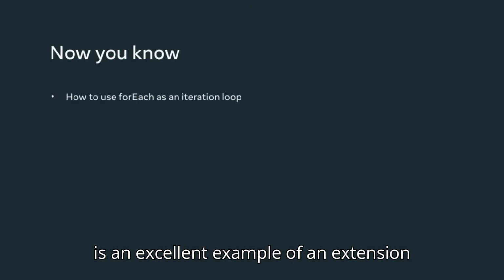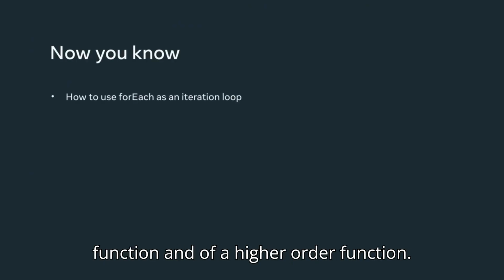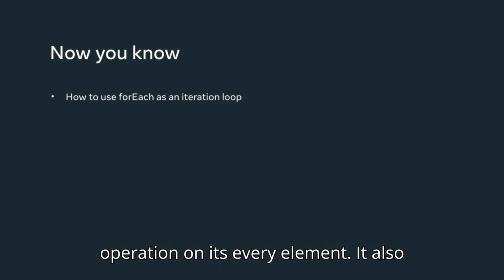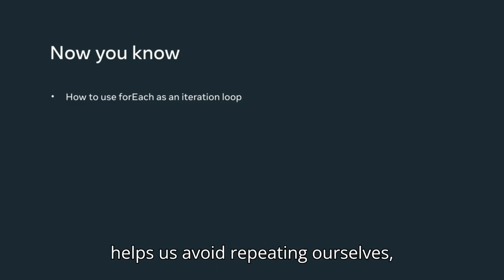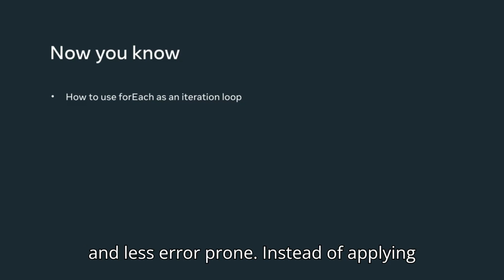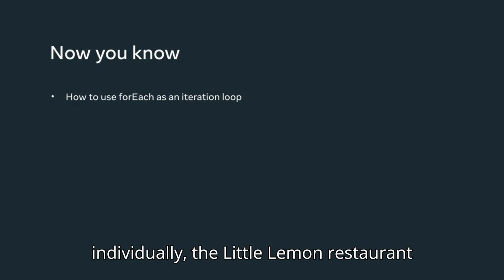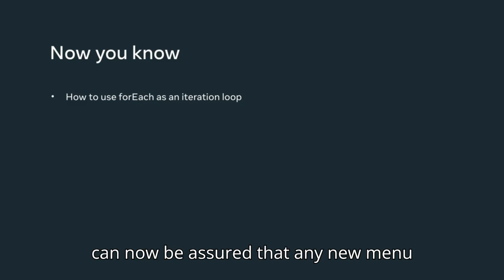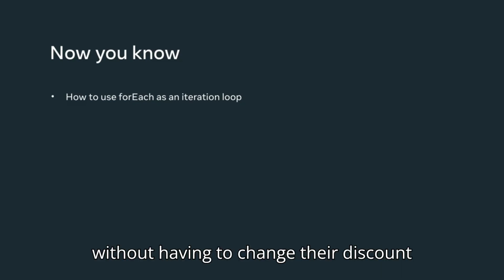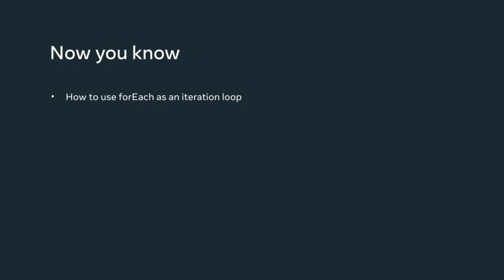forEach is an excellent example of an extension function and of a higher order function. It enriches a collection with the powerful capability to perform an operation on its every element. It also helps us avoid repeating ourselves, leading to code that is more maintainable and less error-prone. Instead of applying a discount to every menu item individually, the Little Lemon restaurant can now be assured that any new menu items will automatically be discounted without having to change their discount function.